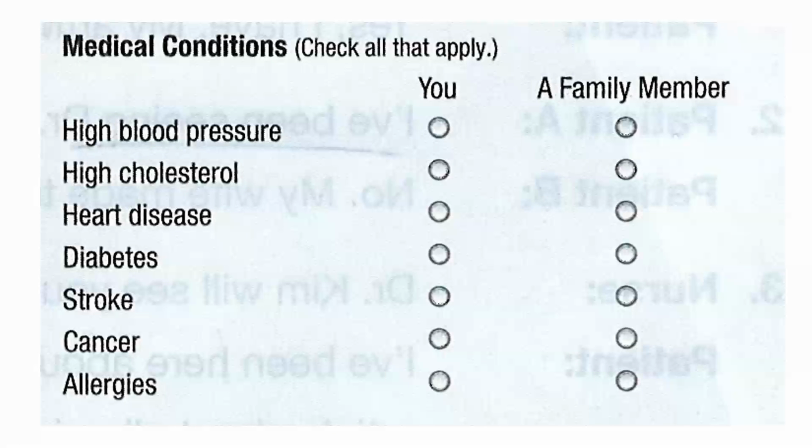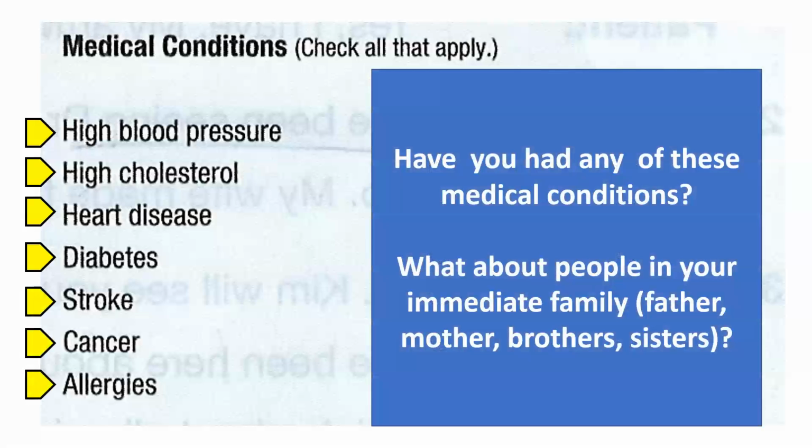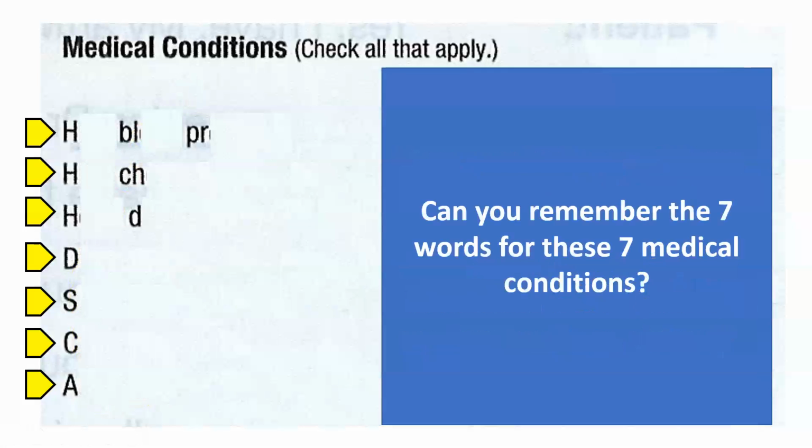Let's do a little review. These words are high blood pressure, high cholesterol, heart disease, diabetes, stroke, cancer, and allergies. Now just think to yourself, have you had any of these medical conditions in your past, in your own history? And what about people in your immediate family? What about your family history? Do you have any family members with these medical conditions?